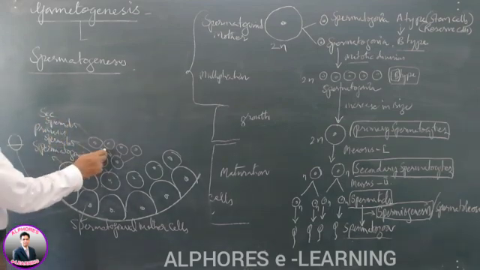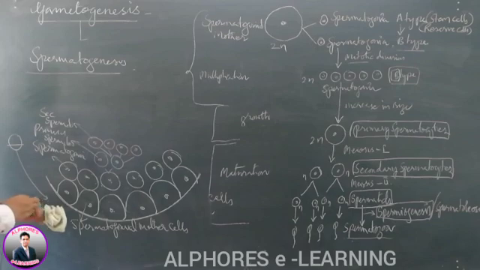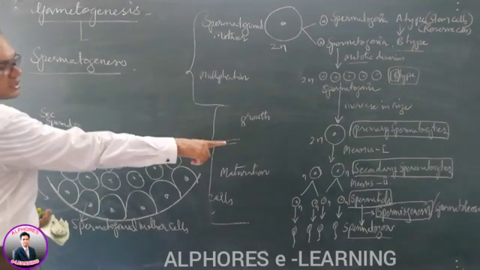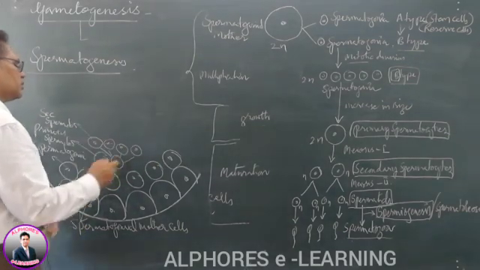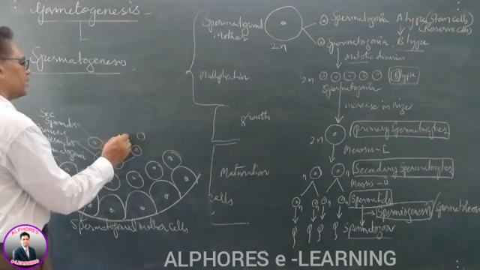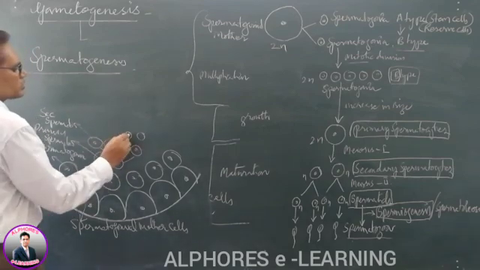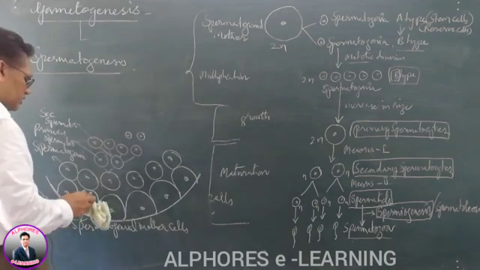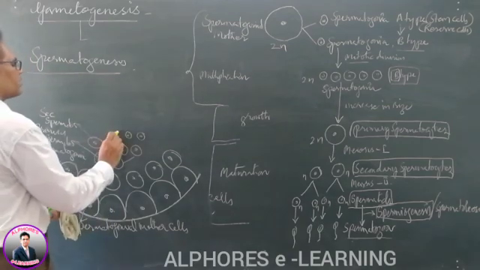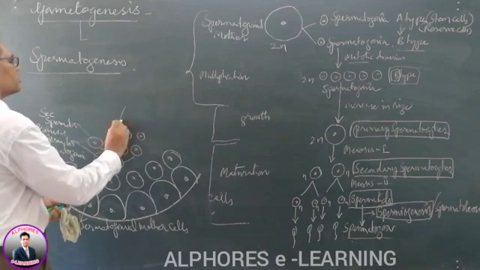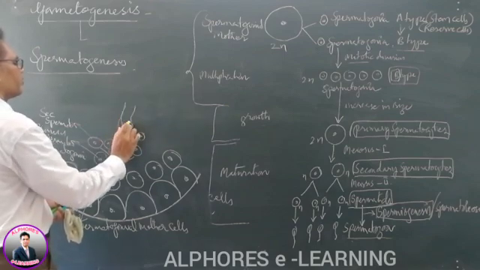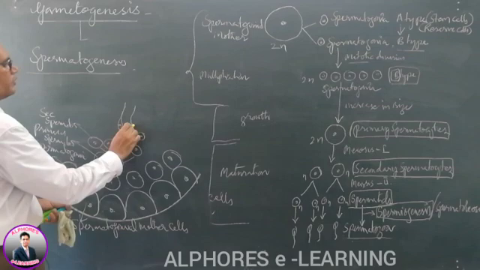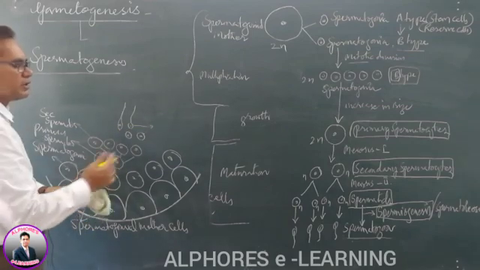Now these primary and secondary spermatocytes undergo meiosis 2 to form spermatids. What are these structures? Spermatids. Now these spermatids get elongated, this is how they get elongated. Then they are called spermatozoa.